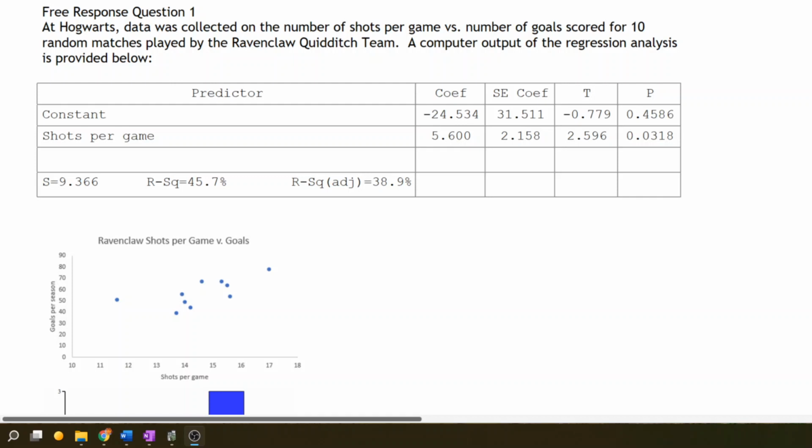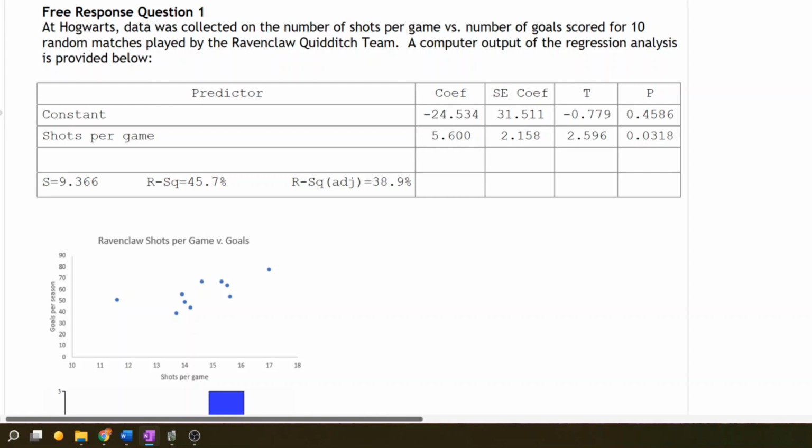Well, hello everyone. We're taking a look today at Chapter 12, free response question number 1 from the Chapter 12 practice test. And the question goes like this. At Hogwarts, data was collected on the number of shots per game versus the number of goals scored for 10 random matches played by Ravenclaw's Quidditch team. A computer output for the regression analysis is provided below.